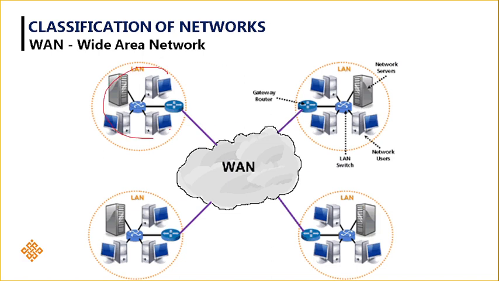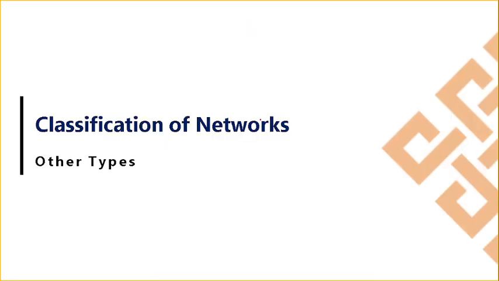This is one of the examples for wide area networks. You can see this is one local area network, and this is one more local area network. This is one engineering college, and this is one engineering college. These four colleges are connected together via a gateway. We call it a wide area network.